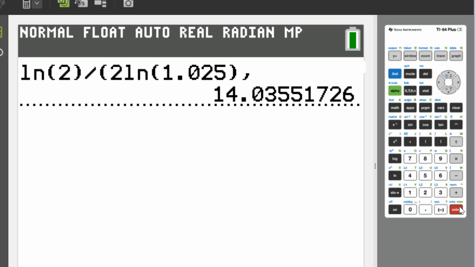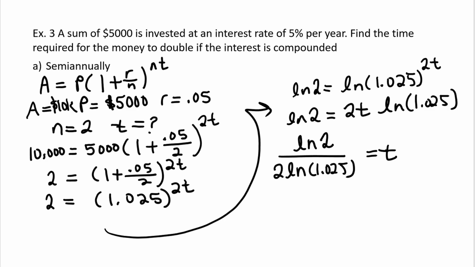14.03551726. Let's round that to a couple of decimal places. And we'll say that doubling time at 5% compounded semi-annually would be 14.04 years.